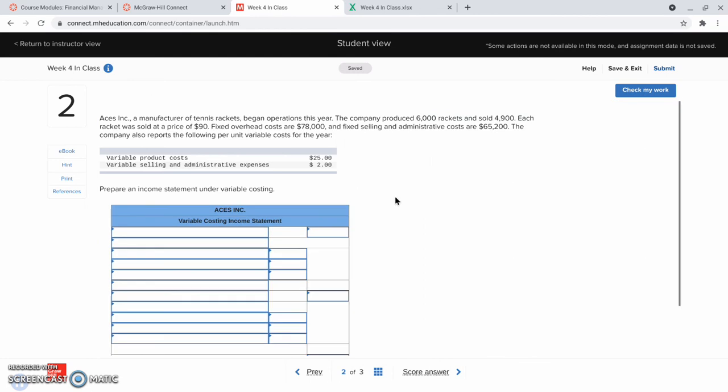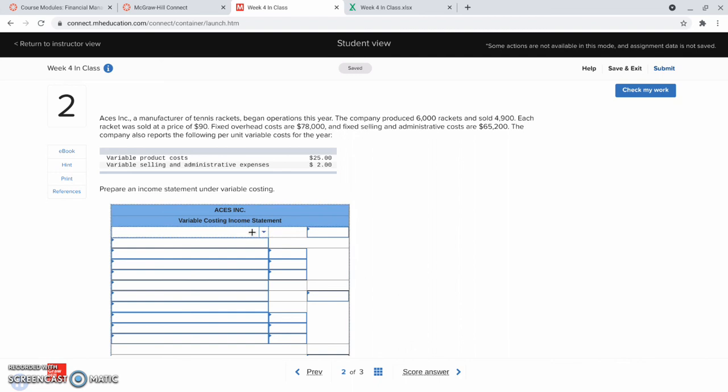Aces, a manufacturer of tennis rackets, began operations this year. The company produced 6,000 rackets and sold 4,900 of them. Each racket was sold at a price of $90. Fixed overhead costs are $78,000 and fixed selling and admin expenses are $65,200. The company also reports the following per unit variable cost for the year. Variable product cost is $25. Variable selling and admin expenses are $2. So, variable costing income statement.